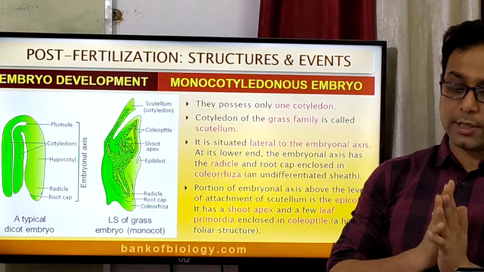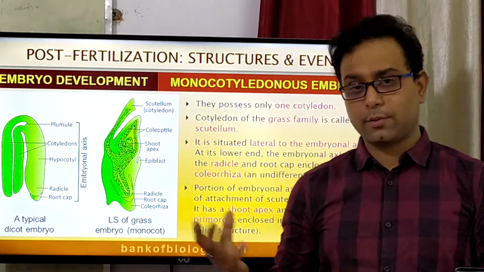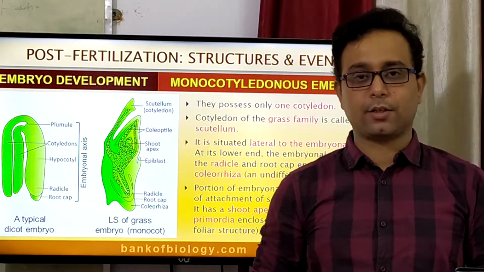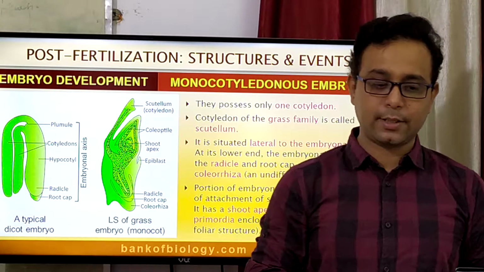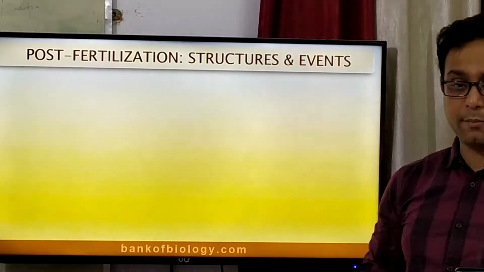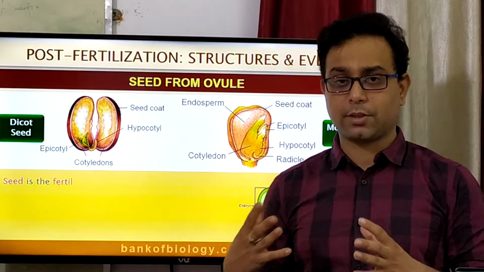So, very important structure: the coleoptile is a foliar and hollow structure. Also, this point is very important in your NEET syllabus. So, this is the structure of the monocotyledonous embryo. And the most important parts are the scutellum, epicotyl and hypocotyl. But now we discuss the structure of the seed.